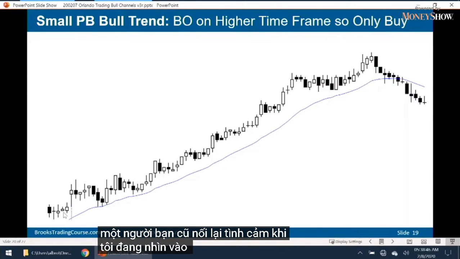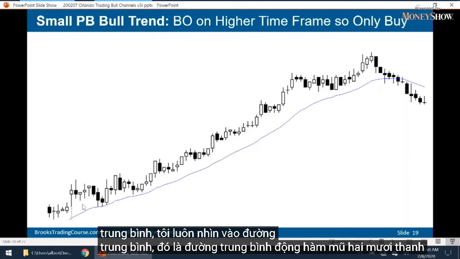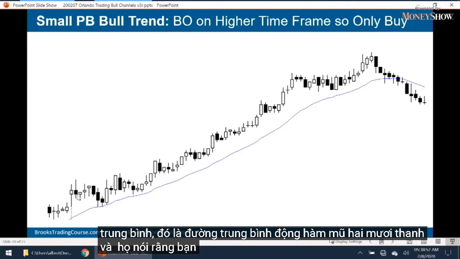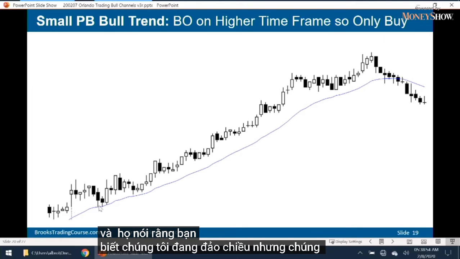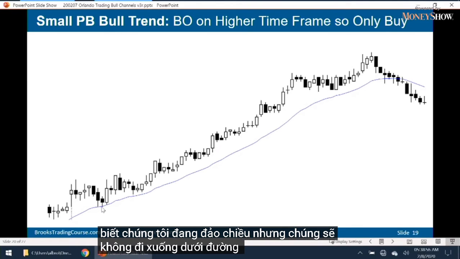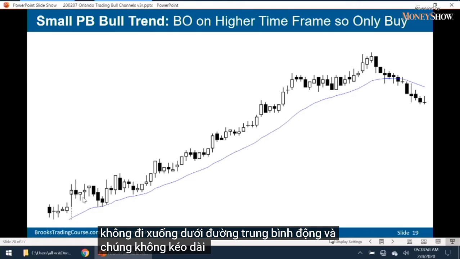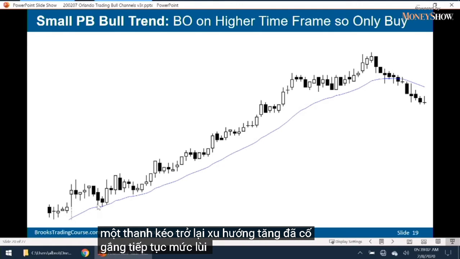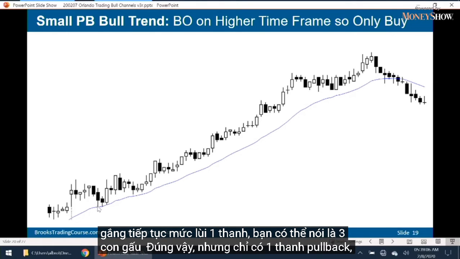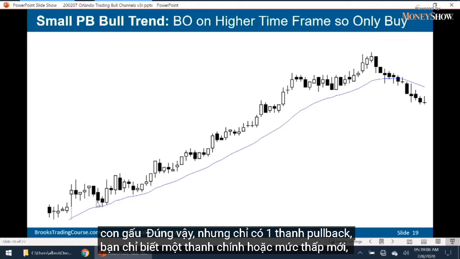When I'm looking at this, I look at the moving average. I'm always looking at the moving average. It's a 20-bar exponential moving average. And I'm saying, yeah, we're getting reversals, but they're not going below the moving average. And they're not lasting many bars. Here, a 1-bar pullback, the bull trend tried to resume. A 1-bar pullback, you can say 3 bear bars, yeah, but only a 1-bar pullback. You know, only 1 bar made a new low.